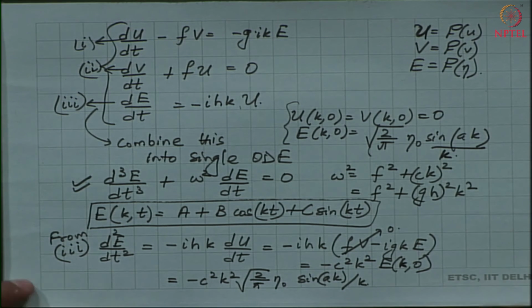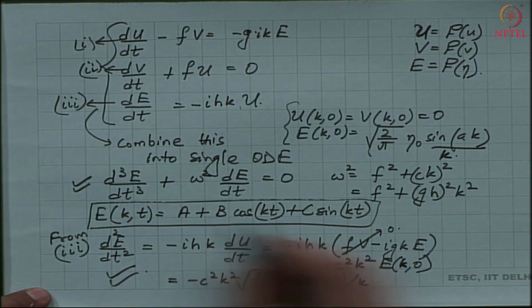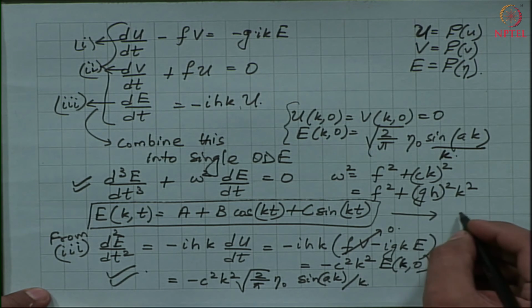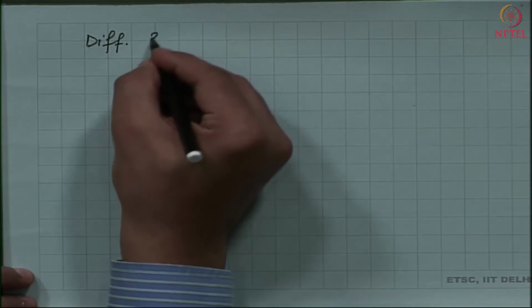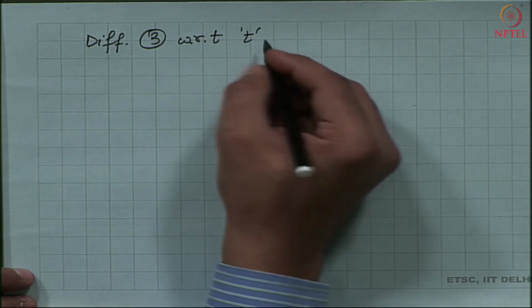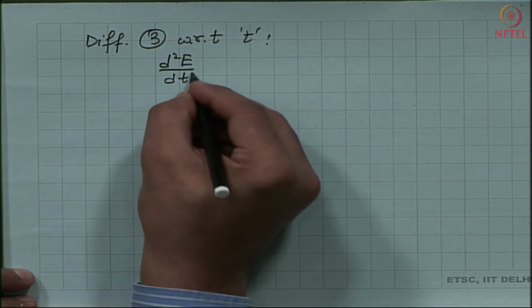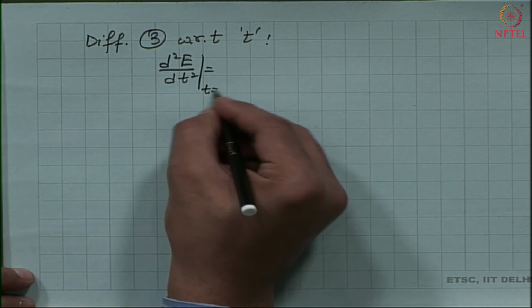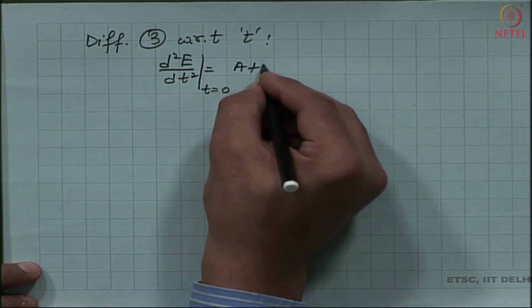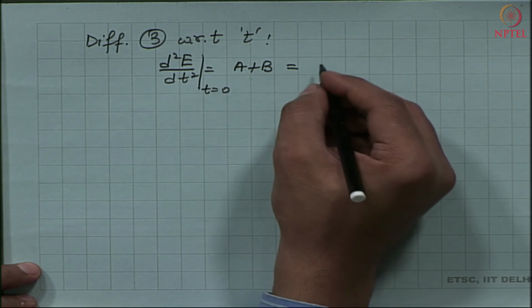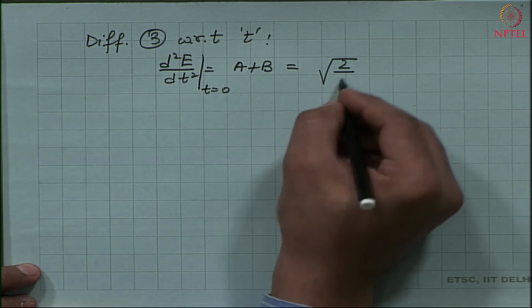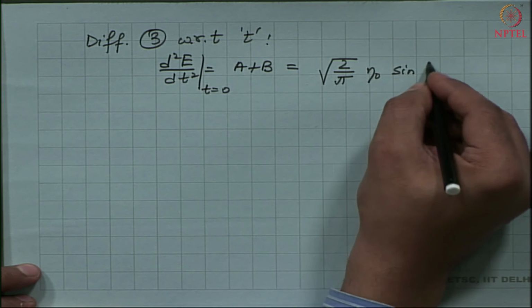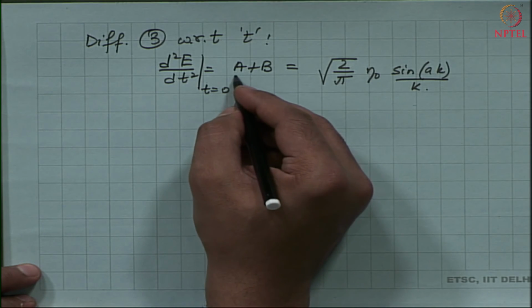So this is one expression that I have got. If I were to differentiate this, let us say this is my 3. If I were to differentiate 3 with respect to t, I get d²E/dt², and let us evaluate it at t equal to 0, I get that equal to a plus b, and that must be equal to the value that I just got, which is also equal to √(2/π) η₀ sin(ak)/k. So that is one relation between a and b.